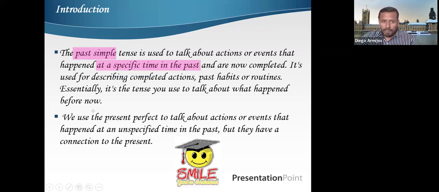On the other hand, we have the present perfect tense. This is used at an unspecified time in the past. All right. So we have to be very, very careful about these definitions before going to the examples. Okay. Now you can pause the video and try to look at it, and later on you continue. Okay. Let's move on, please.